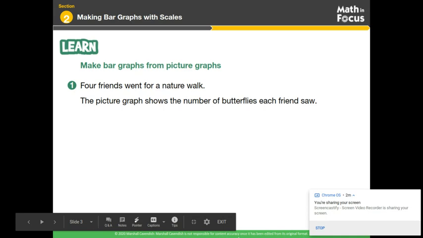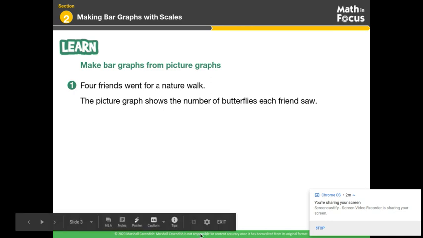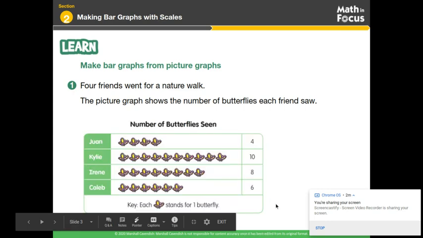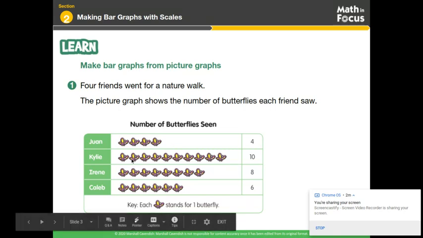You can make bar graphs from the data on a picture graph. 4 friends went for a nature walk. The picture graph shows the number of butterflies each friend saw. Here's the picture graph. Make a noticing. All picture graphs have to have a title. The title of this one is Number of Butterflies Seen. All picture graphs have pictures that represent the data. This picture graph has pictures of butterflies.